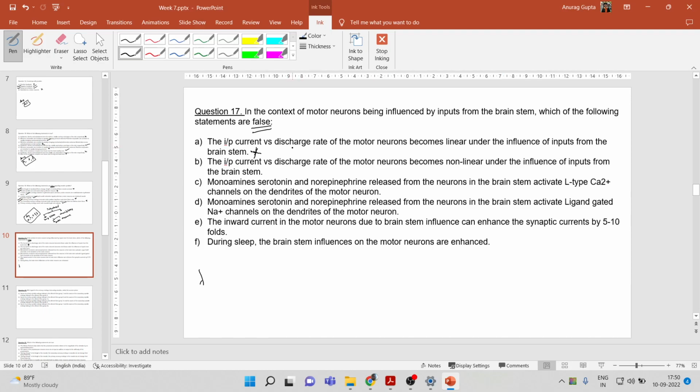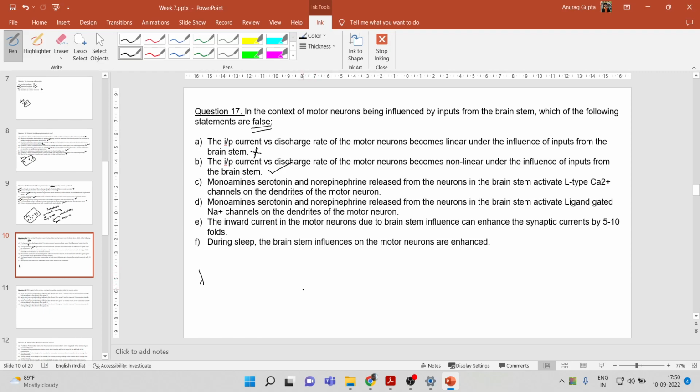So that's a high level overview of the functioning of the brainstem, how the brainstem influences the firing of these motor neurons. Anyways, getting back to this question, B: the input current versus discharge rate of the motor neurons becomes non-linear under the influence of inputs from the brainstem. This is actually a true statement.